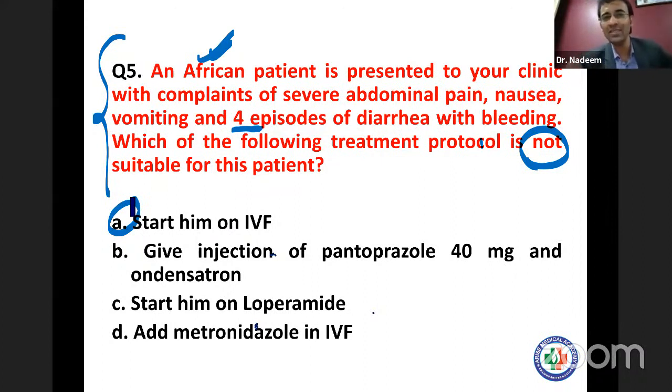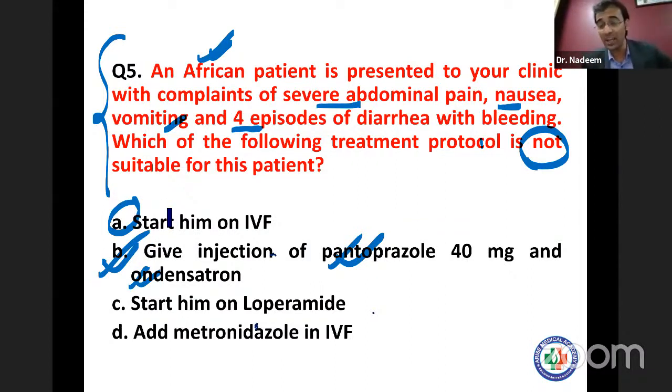Fine. Then he is having severe abdominal pain, nausea and vomiting also. So yes, at that time there will be severe bloating and all. At that time, I will give injection of pantoprazole and ondansetron along with IVF. This option is also correct.